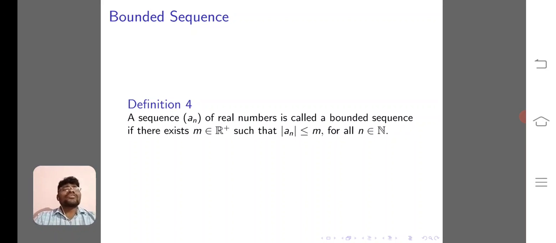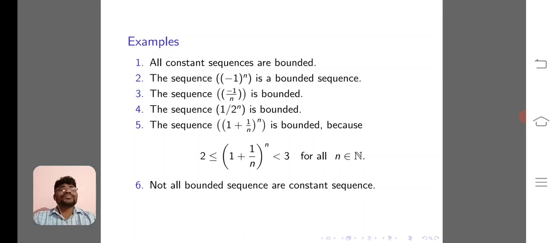That can also be modified. Definition 4, the same definition can be modified like this also. A sequence (a_n) of real numbers is called a bounded sequence if there exists an M belonging to R plus, R plus meaning the set of positive real numbers which are all more than 0, such that the modulus of a_n is less than or equal to M for all n belonging to N. This is the same definition.